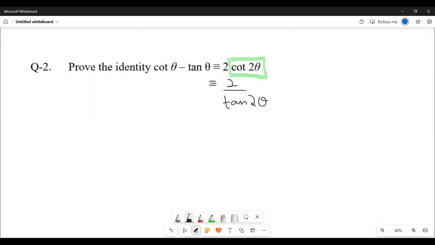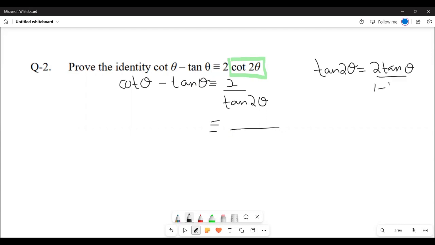Okay. So that means I actually have to prove that cot theta minus tan theta should be equals to 2 over tan 2 theta. However, I further know that tan 2 theta can be broken down. Tan 2 theta is equals to, you'll have this in the formula sheet again, tan 2 theta is equals to 2 tan theta upon 1 minus tan square theta.